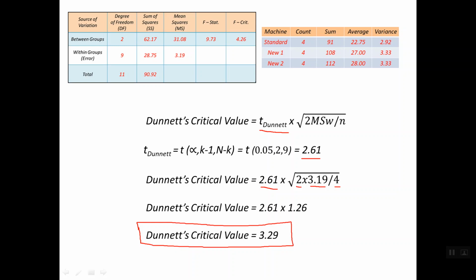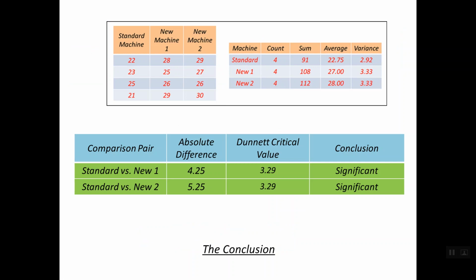Now we simply need to compare this value, 3.29, with the absolute differences we have got. In this slide, all the conclusions are in the table below. This is the comparison between the standard machine and the new one. The absolute difference between the two means is 4.25, while the calculated Dunnett critical value is 3.29, and the absolute difference is greater than the calculated Dunnett value.